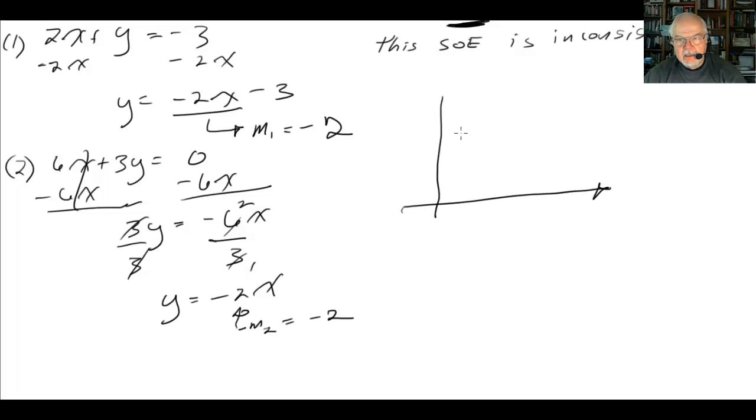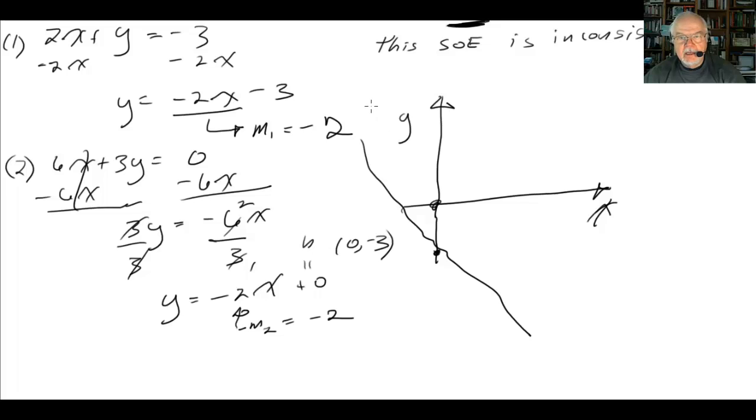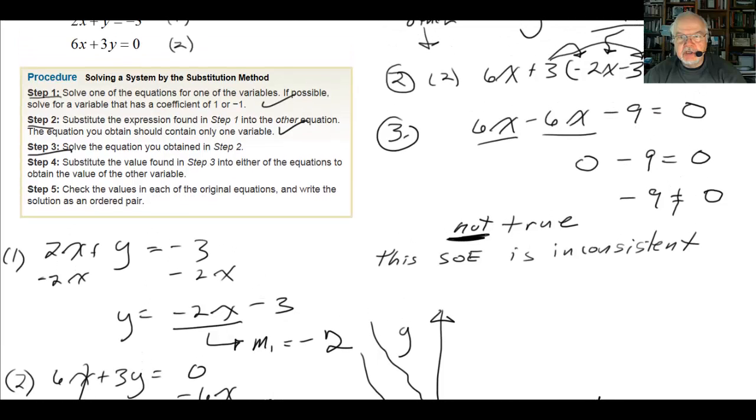If I were to plot these, it would look something like this. Here's my x-axis. My y-axis is here. Minus 3. So that's 0, minus 3. And it goes down rather steeply, so it's got a negative slope of 2. Looks something like this. This goes through the point 0. So that's my intercept. And the second line is going to go down at the same slope. The two lines are parallel because their slopes are the same. That's why we get an inconsistent answer.